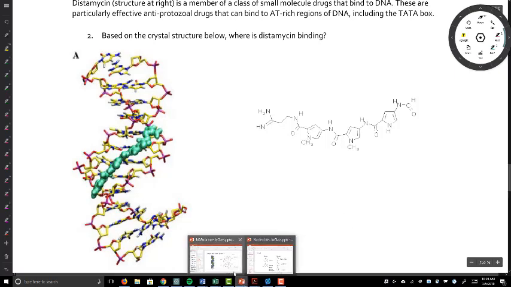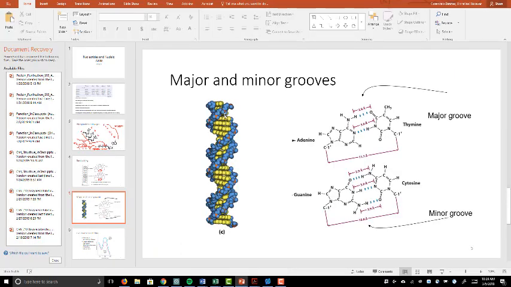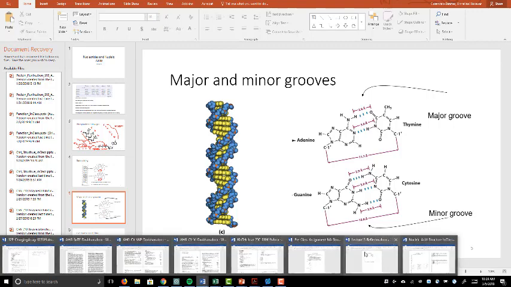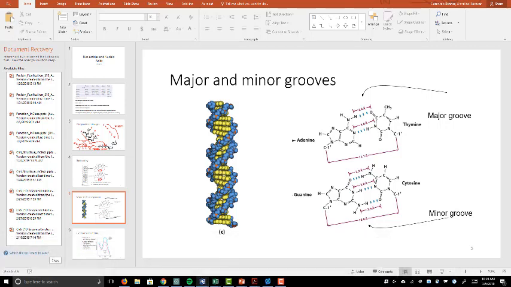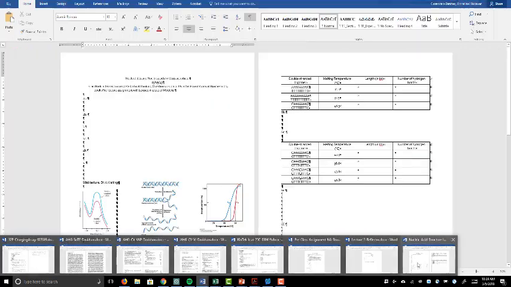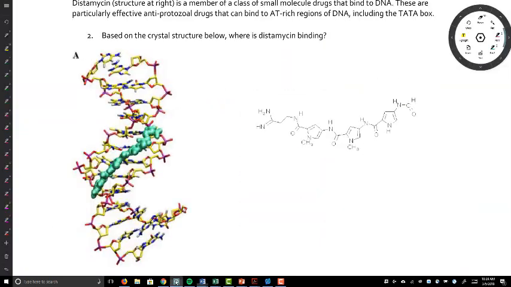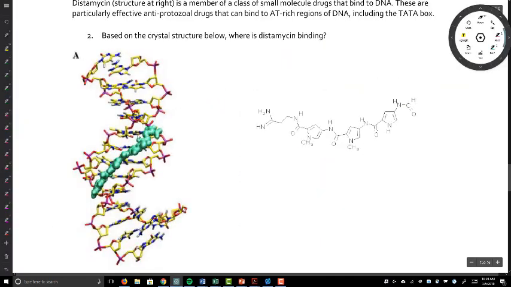It's hard to find a crystal structure where you have a long enough piece of DNA to do a good job of seeing the major and the minor groove, which is one of the reasons why this picture wasn't the greatest. But this would be the minor groove because the backbones are closer together than out here, which would be the major groove. So this is distamycin binding to the minor groove of DNA.